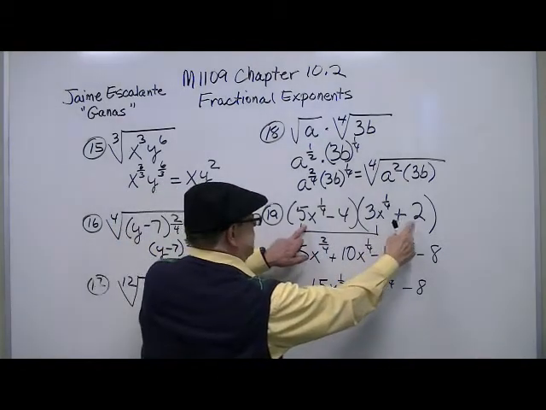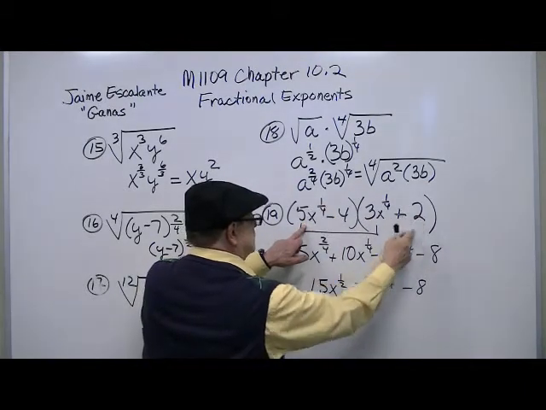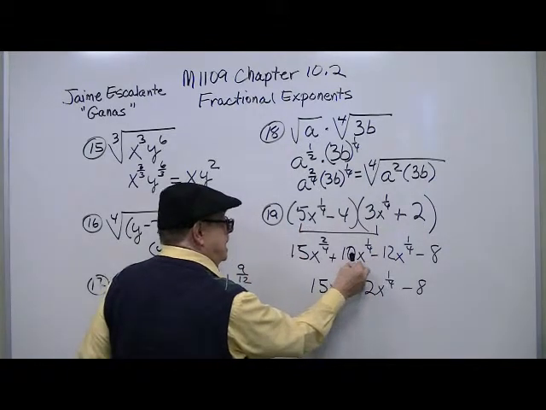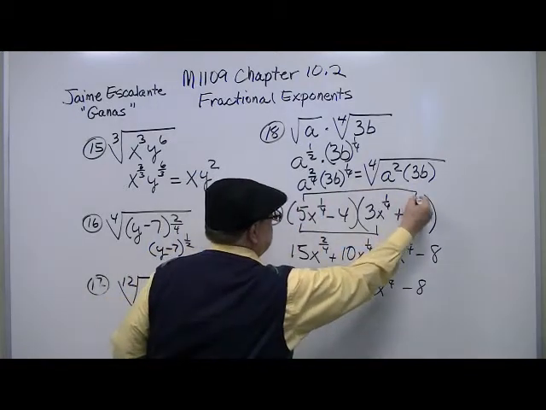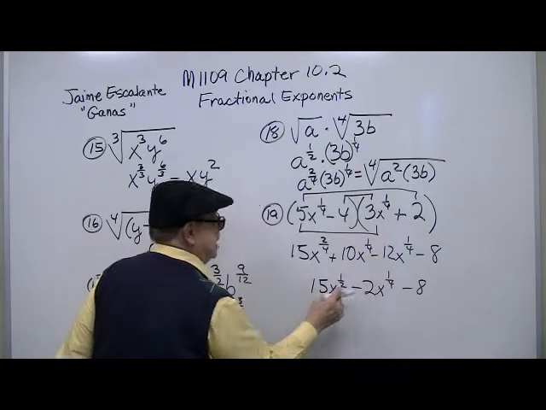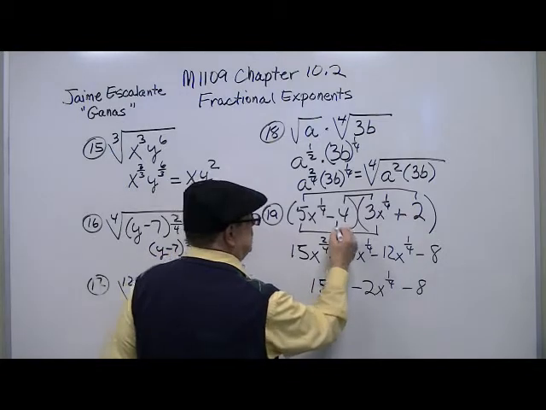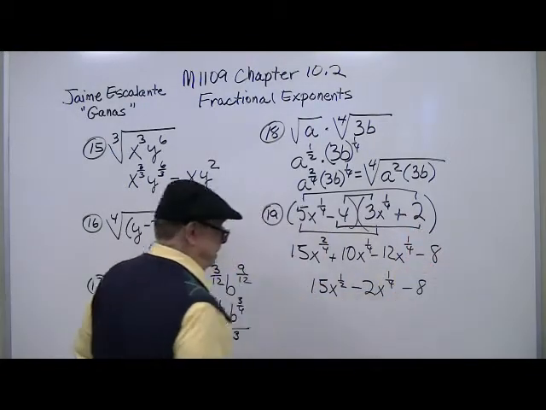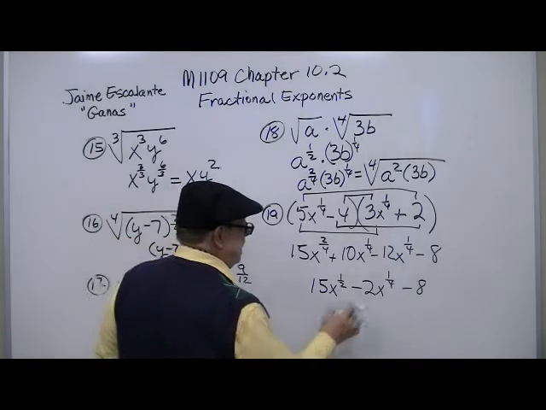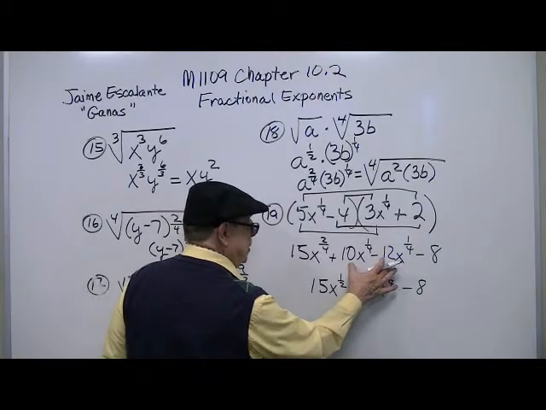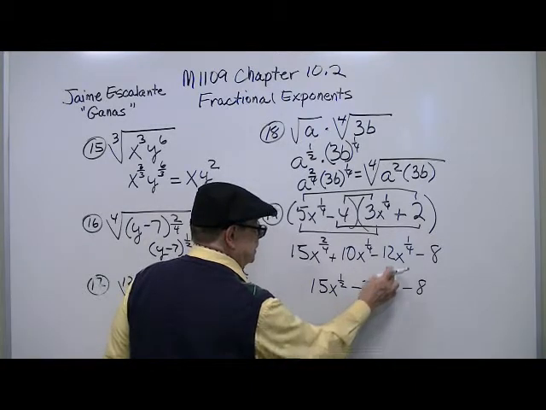Then I did my outers. 5x to the 1/4 times 2 gave me 10 x to the 1/4. Those were my outers. When I did my inners, I got a negative 12x to the 1/4. And then when I did my last, I got a negative 8. That was the easy one. Okay. Now these are like terms, so I want to add them, in this case subtract, and I get a negative 2x to the 1/4.